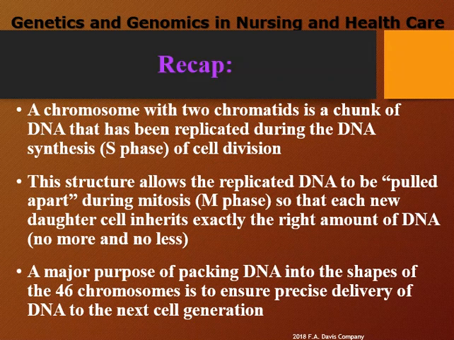Okay, so a chromosome with two chromatids is a chunk of DNA that has been replicated during the DNA synthesis S phase of cell division. This structure allows the replicated DNA to be pulled apart during mitosis so that each new daughter cell inherits exactly the right amount of DNA, no more and no less. So the major purpose of packing DNA into the shapes of the 46 chromosomes is to ensure that precise delivery of DNA to the next cell generation.